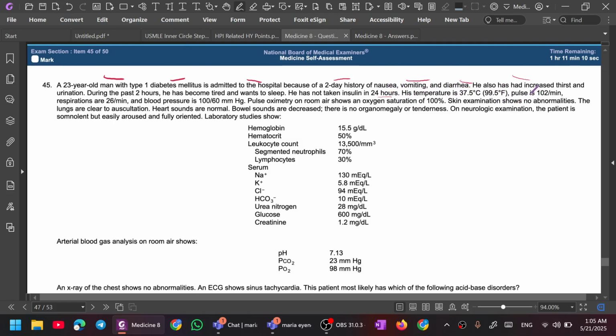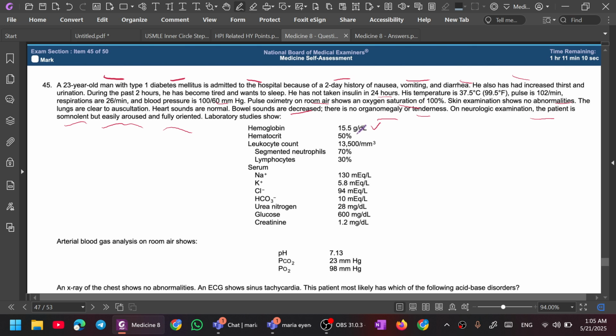Temperature is normal. Pulse 102. Respirations 26 per minute. BP 100/60. Pulse oximetry on room air shows oxygen saturation 100%. Skin examination shows no abnormalities. Lungs are clear to auscultation. Heart sounds are normal. Bowel sounds are decreased. There is no organomegaly or tenderness. On neurologic examination, the patient is somnolent but easily aroused and fully oriented.